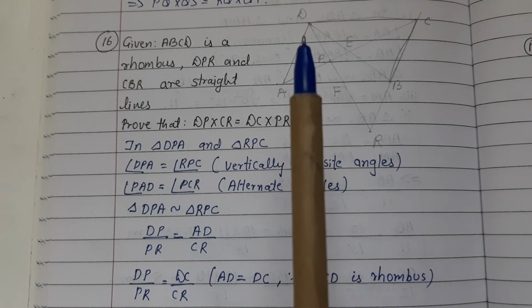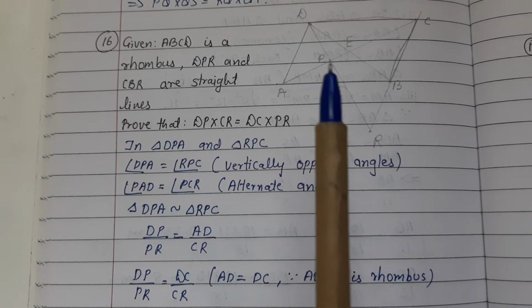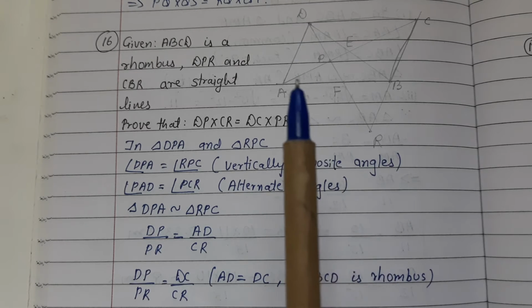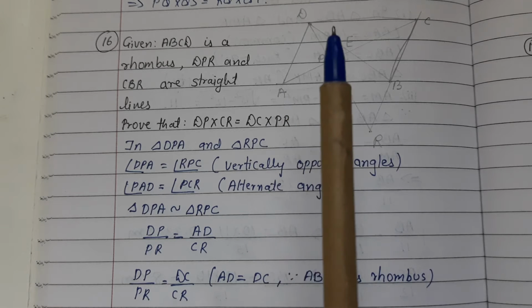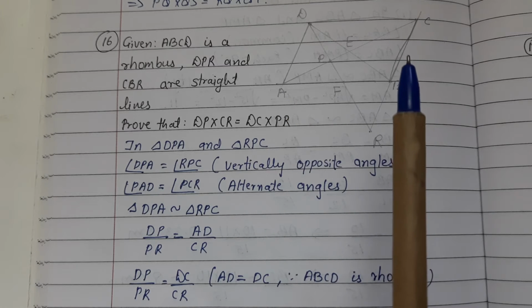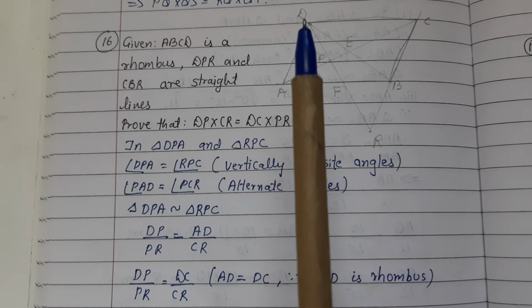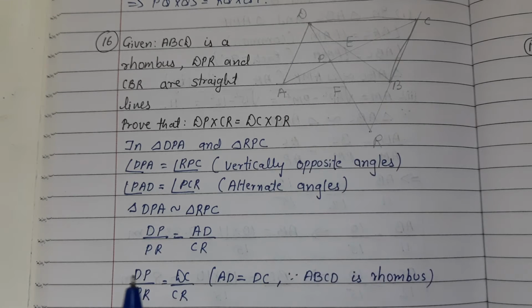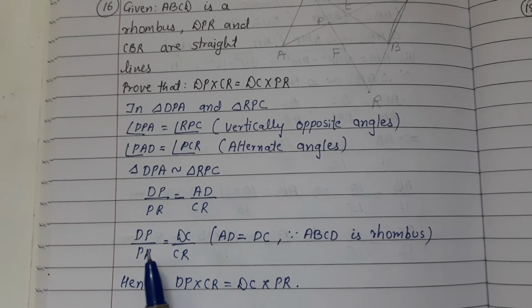Hence sides are proportional. Therefore DP upon PR is equal to AD upon CR. But AD is equal to DC. Hence DP upon PR is equal to DC upon CR. AD is equal to DC since ABCD is a rhombus. Hence cross multiply, DP into CR is equal to DC into PR.